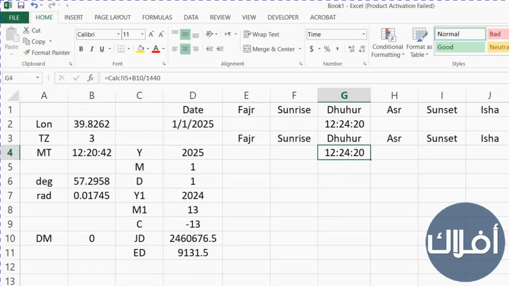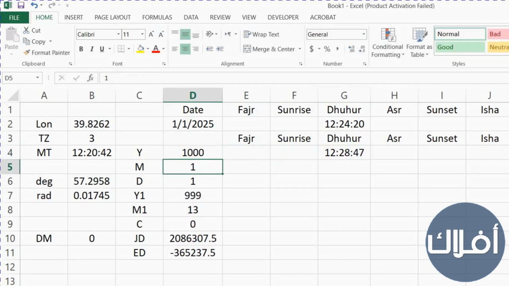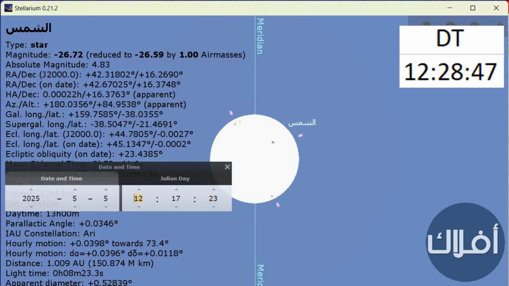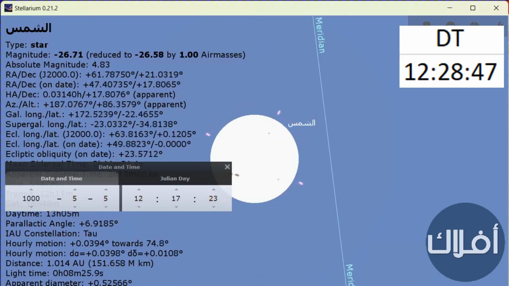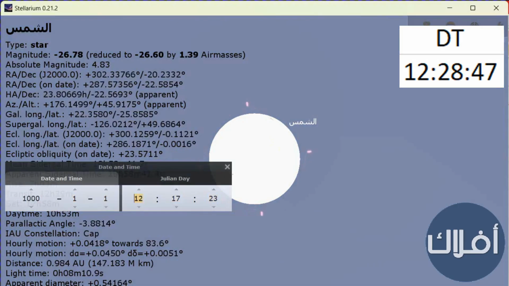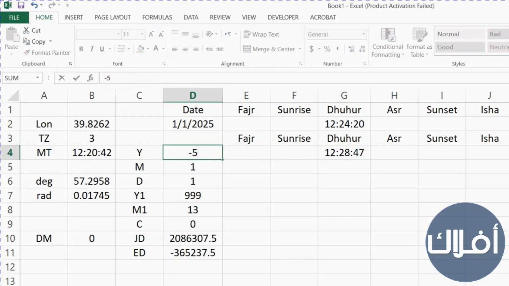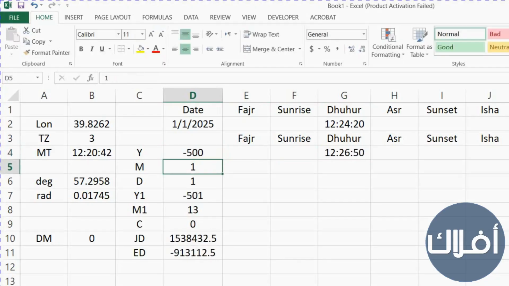Now we can change the date to any date. We're not limited by Excel. So we can use the year 1000. If we go back to Stellarium and use the year 1000, month 1, day 1, and move the time until the sun reaches the meridian, we can see that Excel is 47 seconds and Stellarium is 59 seconds, with 12 seconds difference. We can use 500 BC, for example, or we can use the year 7000. Here we are not limited, we can use any date.